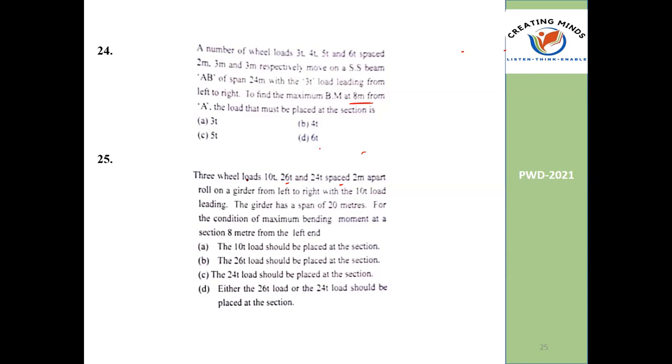3 wheel loads, 10, 26, 24. Spacing does not matter for you here. Sometimes a load goes outside the girder, and the spacing does not matter. 10 ton leading, girder 20 meters. So which is the responsible load?